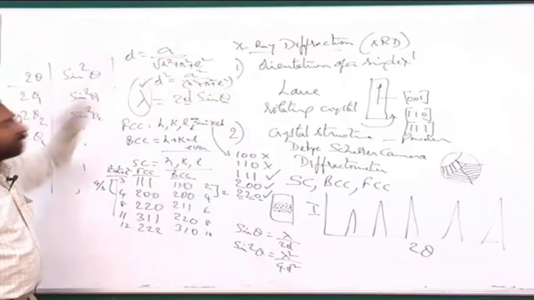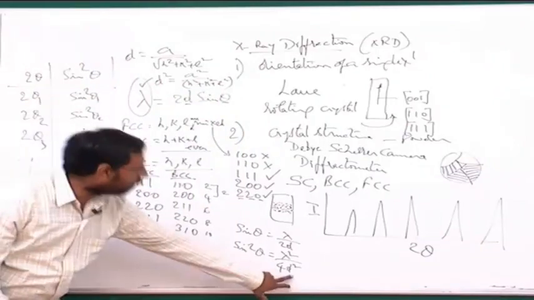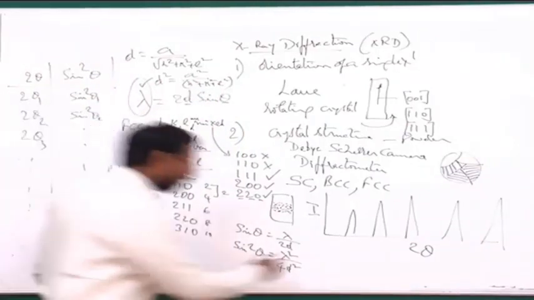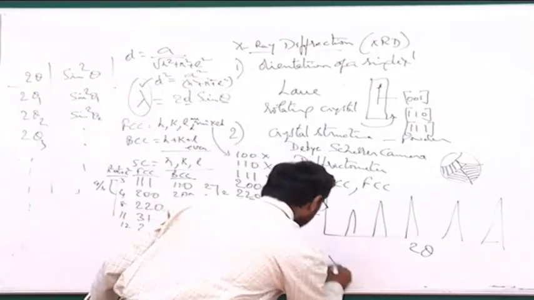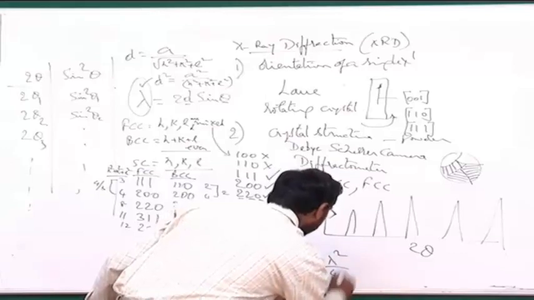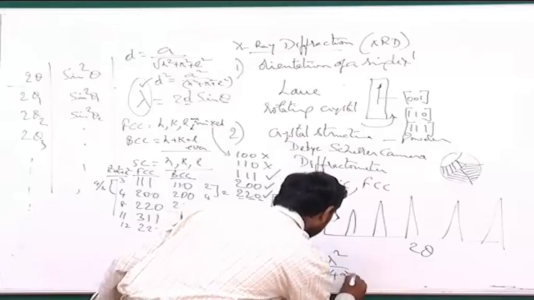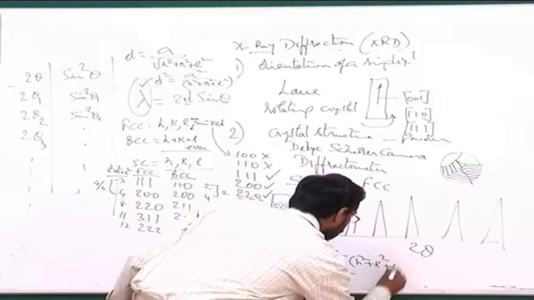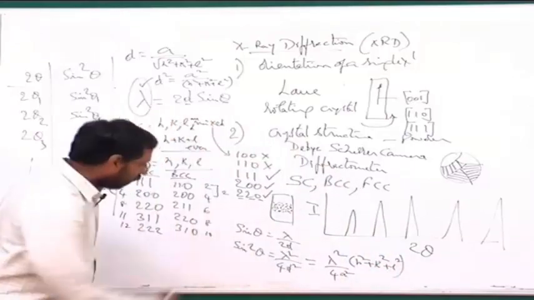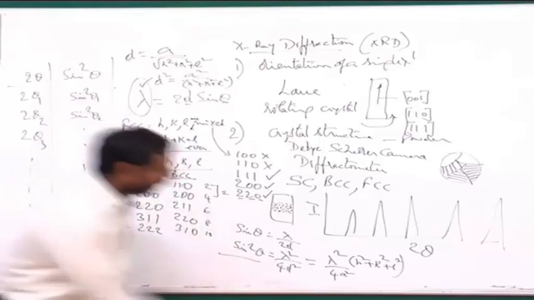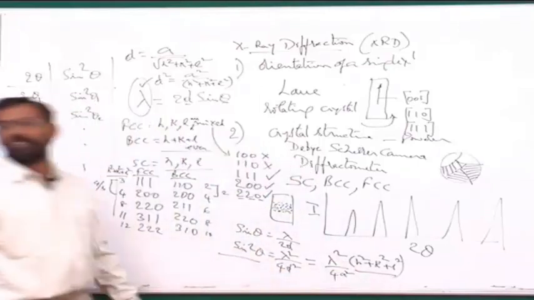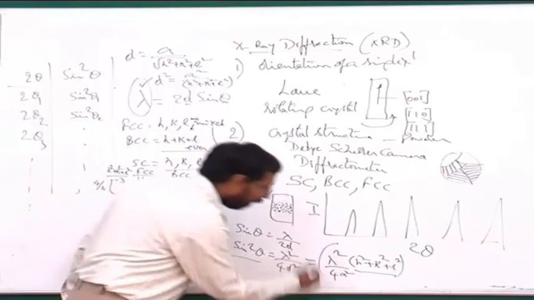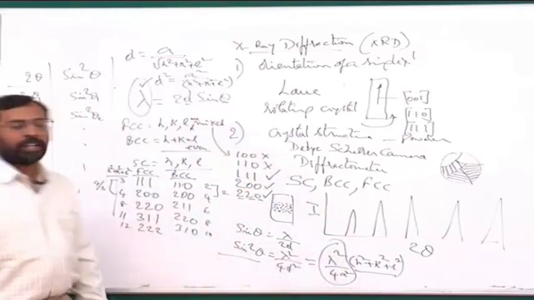If I take this and square it, then in place of D square, if I put this, you will see that sine square theta is nothing but lambda square by 4 into A square comes down and h square plus k square plus l square. So you can see that sine square theta is related to h square plus k square plus l square with a constant called lambda square by 4A square.